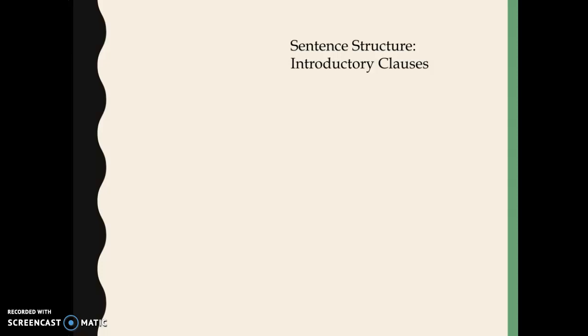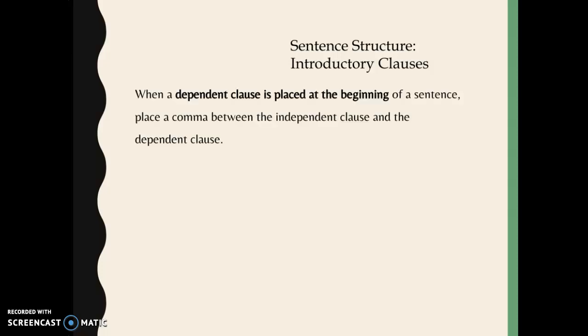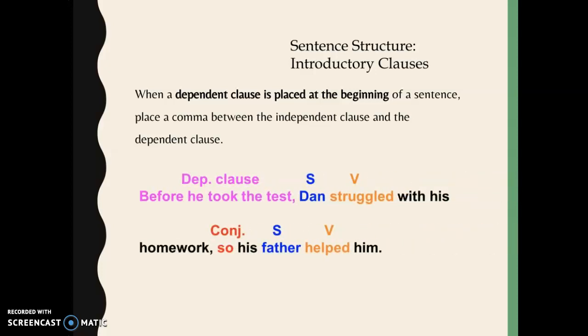When a dependent clause is placed at the beginning of a sentence, place a comma between the independent clause and the dependent clause. The example, before he took his test, comma, Dan struggled with his homework, comma, so his father helped him. The conjunction is so, and the dependent clause is before he took the test. Before he took the test does not stand by itself as a sentence.